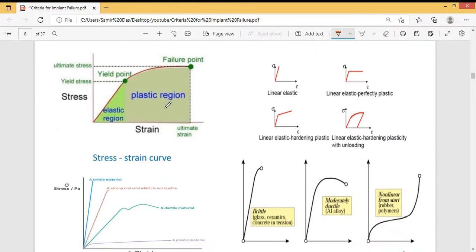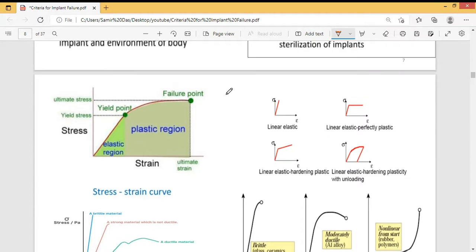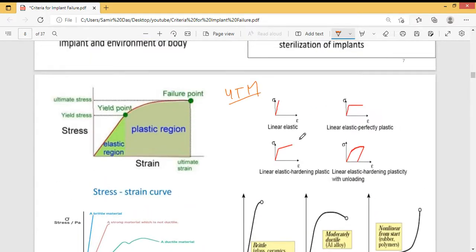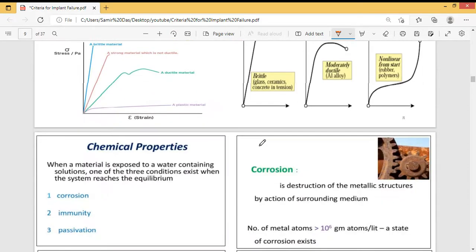So this is the basic graph. Whenever you go for any metal characterization, there is a linearly plastic, linearly elastic, or linearly elastic hardened plastic curve. Whenever we go for any implant design or characterize any material, we have to go for UTM. If we test the material in the UTM, we will get this kind of graph, and we can say whether the material is brittle, ductile, or plastic, etc.